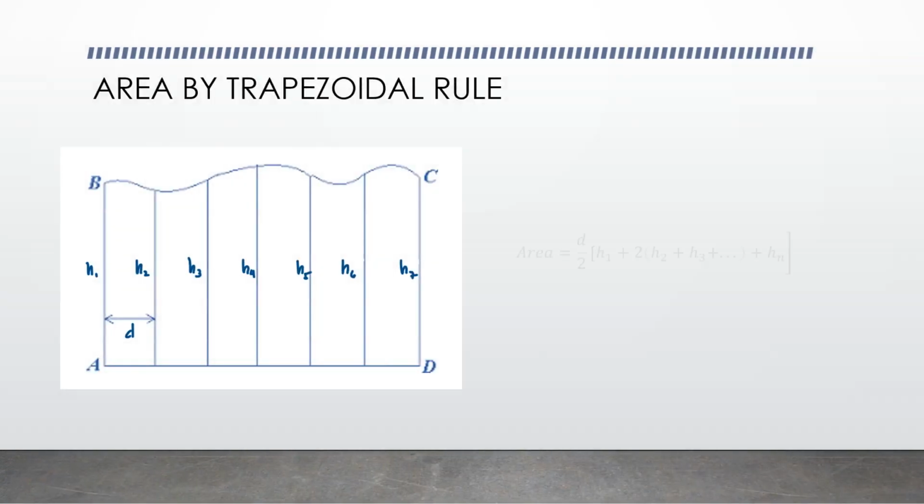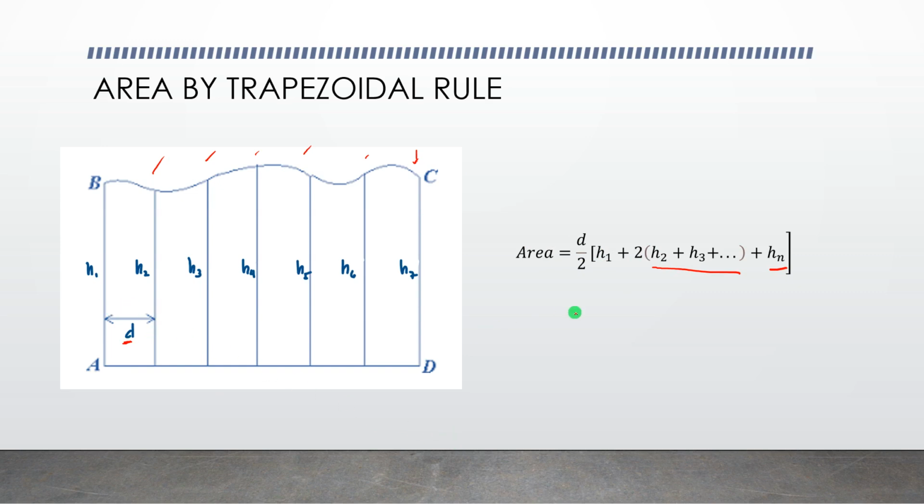For the trapezoidal rule, the solution is this one: d over 2, quantity of h1 plus 2 times the quantity of h2 plus h3, and so on, all the heights between the first and last station or point, plus h of n for the last station. So we multiply that by d over 2, or the distance between two stations divided by 2.